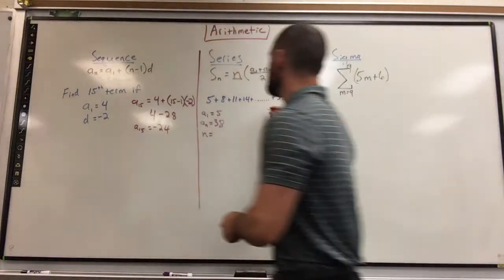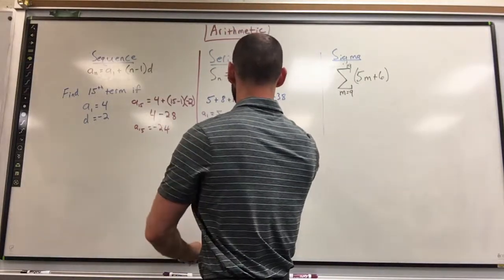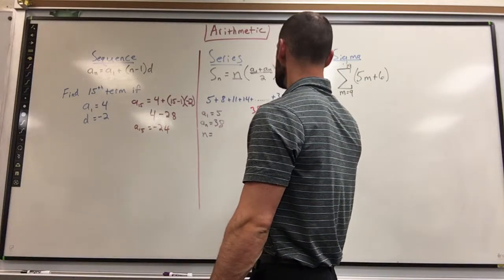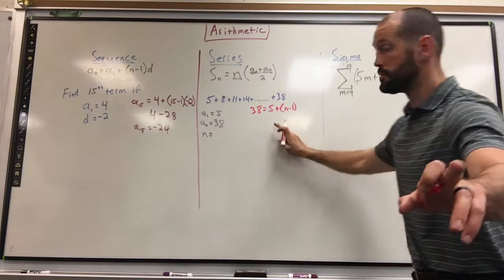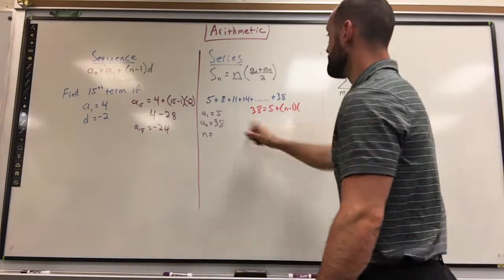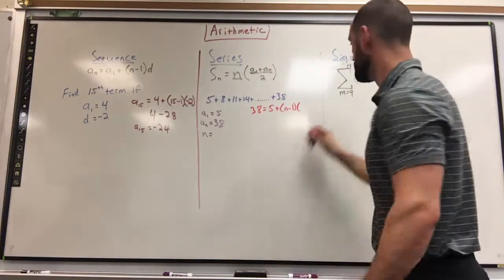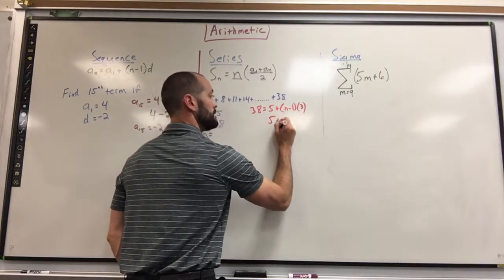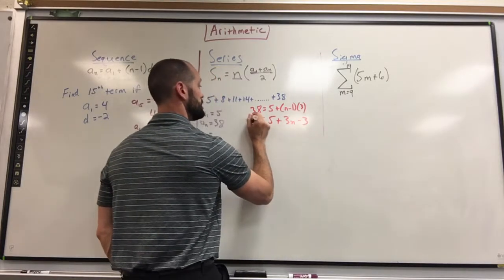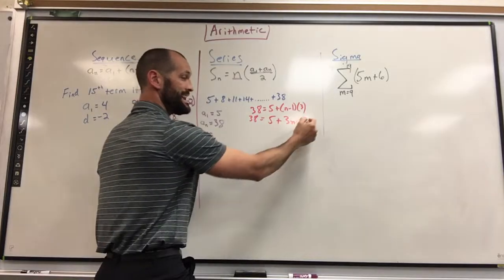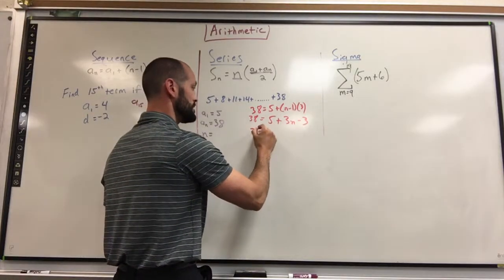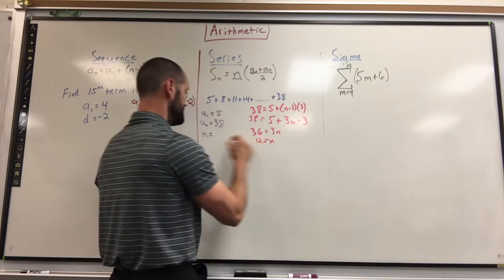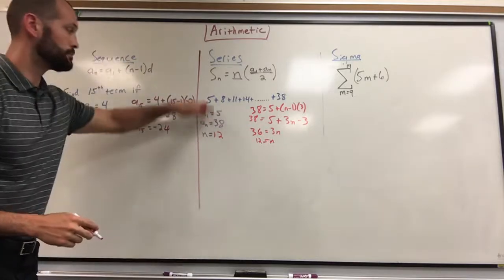A sub n, which is given to me as 38, is equal to a sub 1 plus, and I don't know n, so it's n minus 1 times the common difference, which is 3. Quick solve. I distributed the 3, giving me 3n minus 3. This will give me a positive 2 when I bring it over, giving me 36, which means n is 12. I've just found my last missing piece. Plug in what you know.